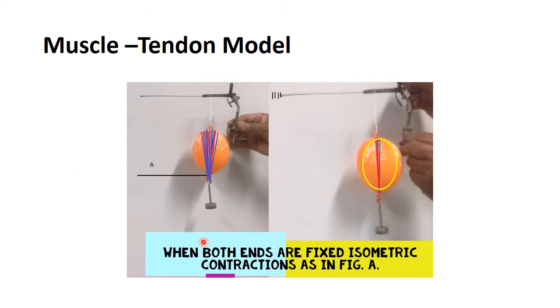Now this model is explained. In the first picture, A, both ends are fixed. So once there is a contraction, it will not move the lever point. So for the force generated by this isometric contraction, you will find no load movement or work done.